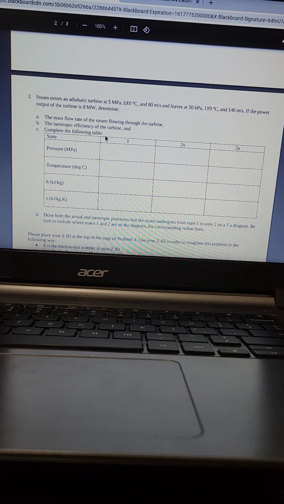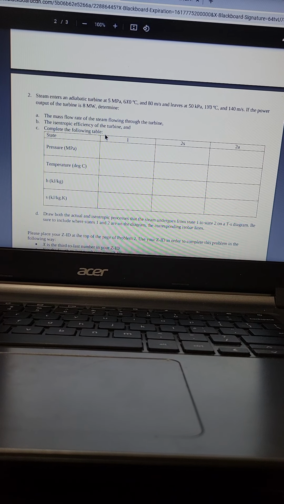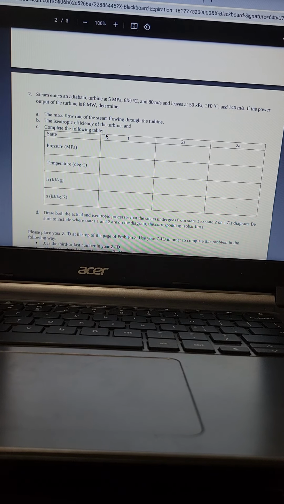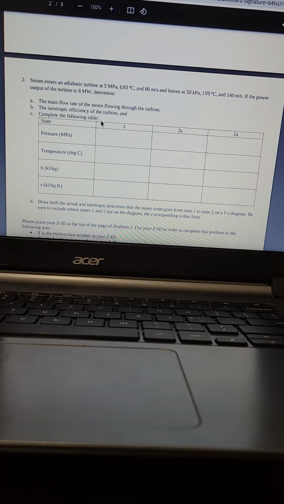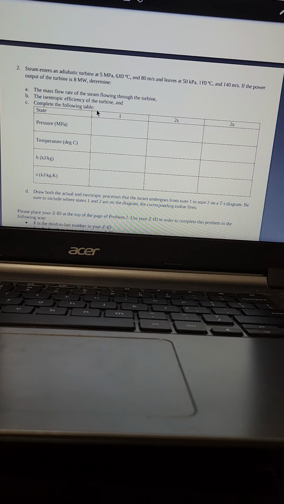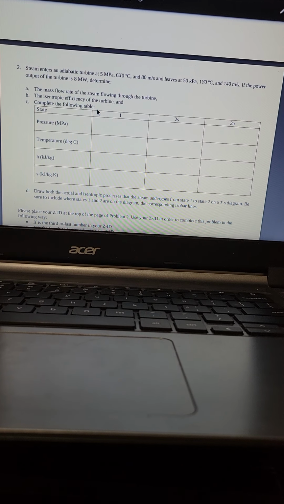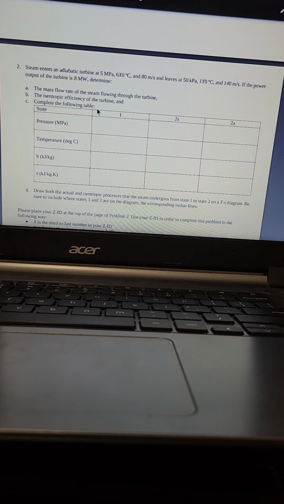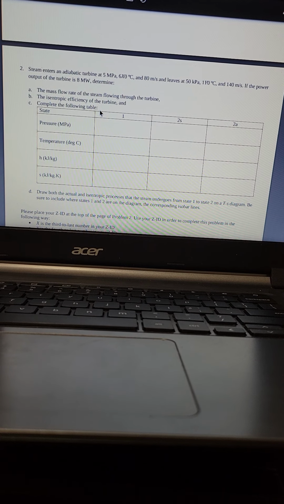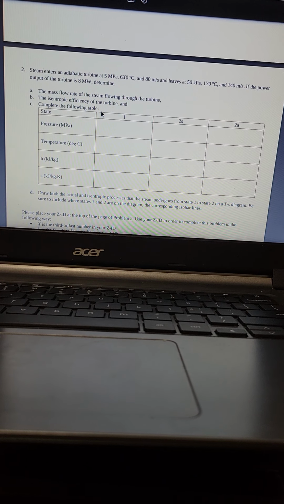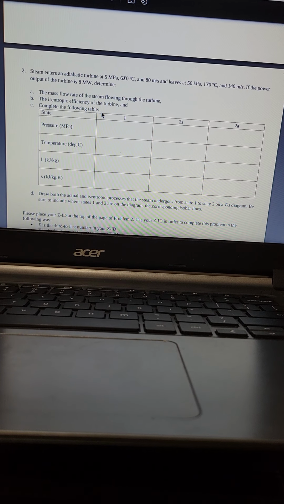B, the isentropic efficiency of the turbine, and C, complete the following table, which is shown right there. And then D, draw both the actual and isentropic processes that steam undergoes from state 1 to state 2 on a TS diagram. Be sure to include where states 1 and 2 are on the diagram to corresponding isobar lines.